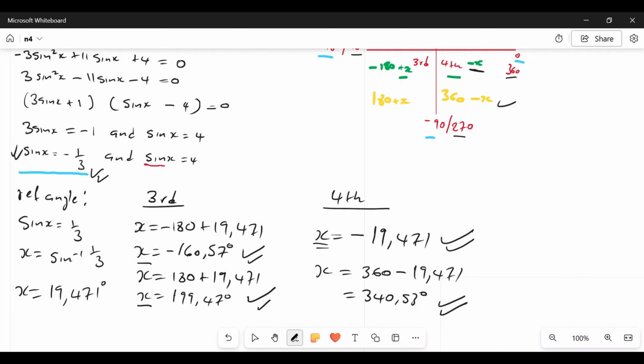Now that we're done with that one, let's focus on this one here, which is sine is equal to 4. If you say x is equal to arc sine 4, this here is going to give us an error, so there was no need for you to continue on this one. So these four answers, those are our answers for this question here.